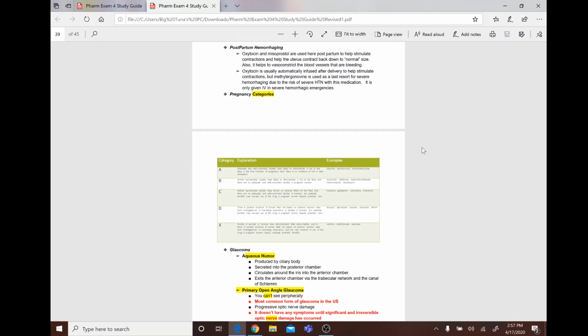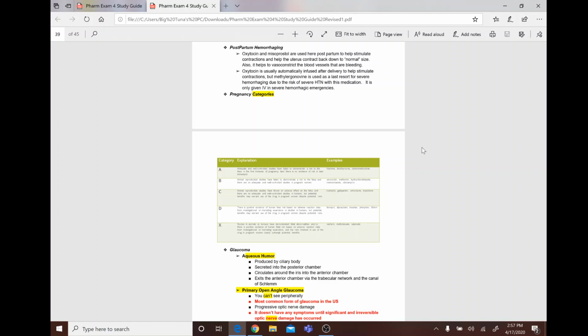All right, what are some examples of category A pregnancy drugs? Thiamine, levothyroxine, dextromethorphan. Some examples of category B pregnancy drugs. Amoxicillin, metformin, hydrochlorothiazide, metronidazole, clindamycin. What are some examples of category C drugs? Tramadol, gabapentin, amlodipine, and trazodone. What are some examples of category D drugs?